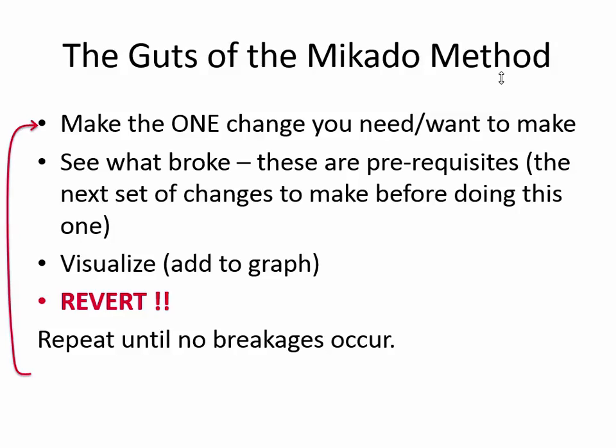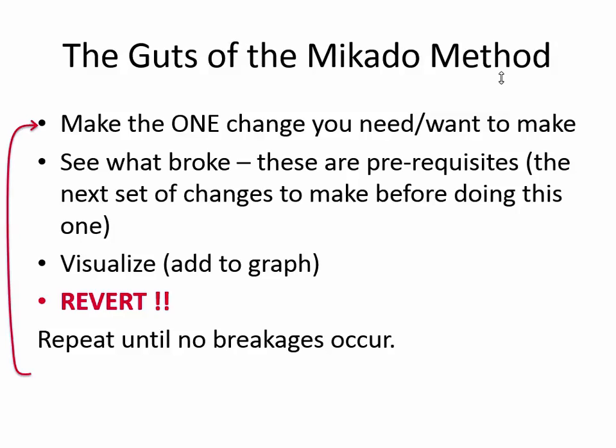So after I visualize them onto a graph, it's going to look sort of like a hierarchy that's growing outward. I'm going to revert my code back to a safe spot. Then I'm going to pick one of those prerequisites, the next biggest thing I want to do, and I'm going to make that change. That might break a whole bunch of things. I'm going to then visualize that onto the graph. Then I'm going to revert my code again, right? So I'm always going back to a safe spot.